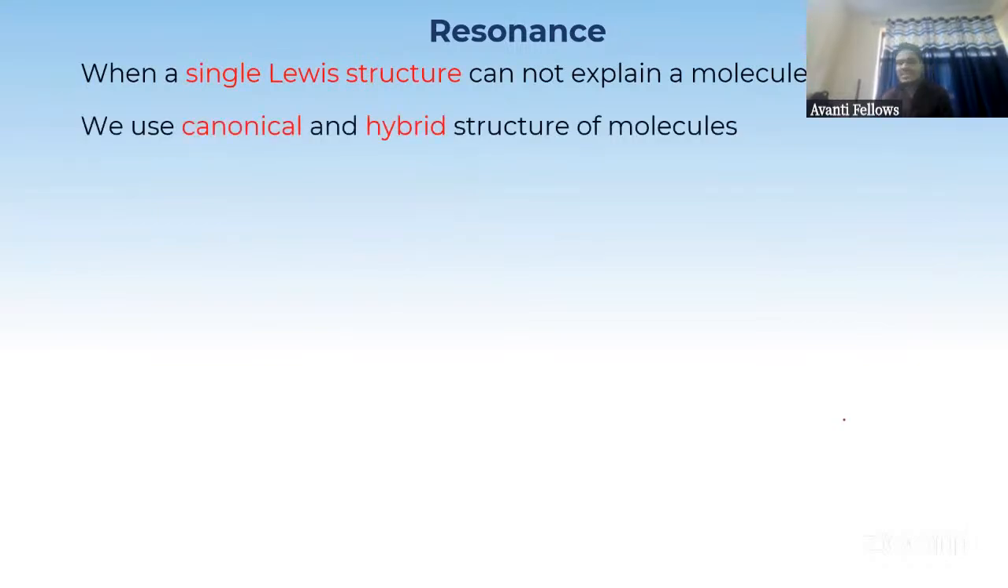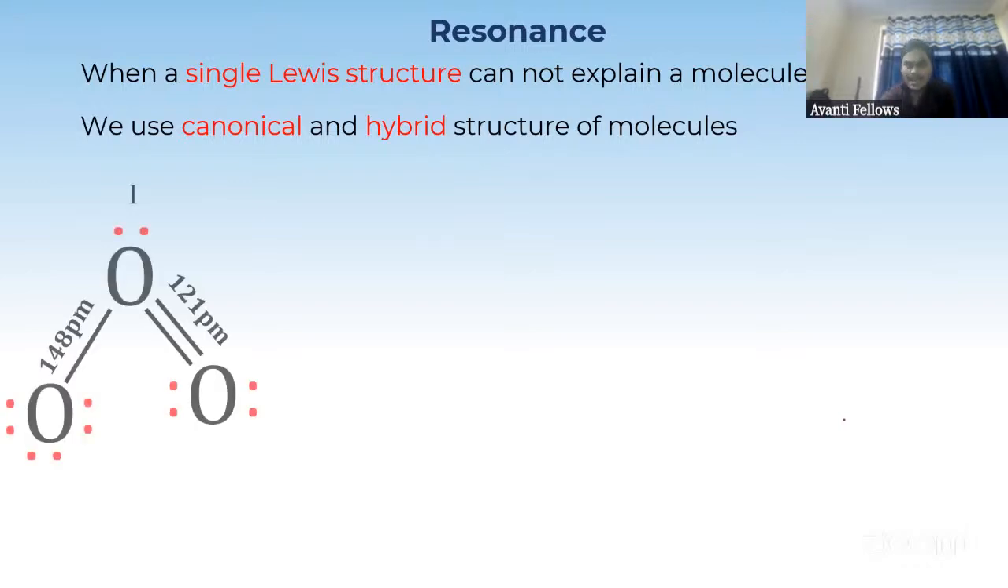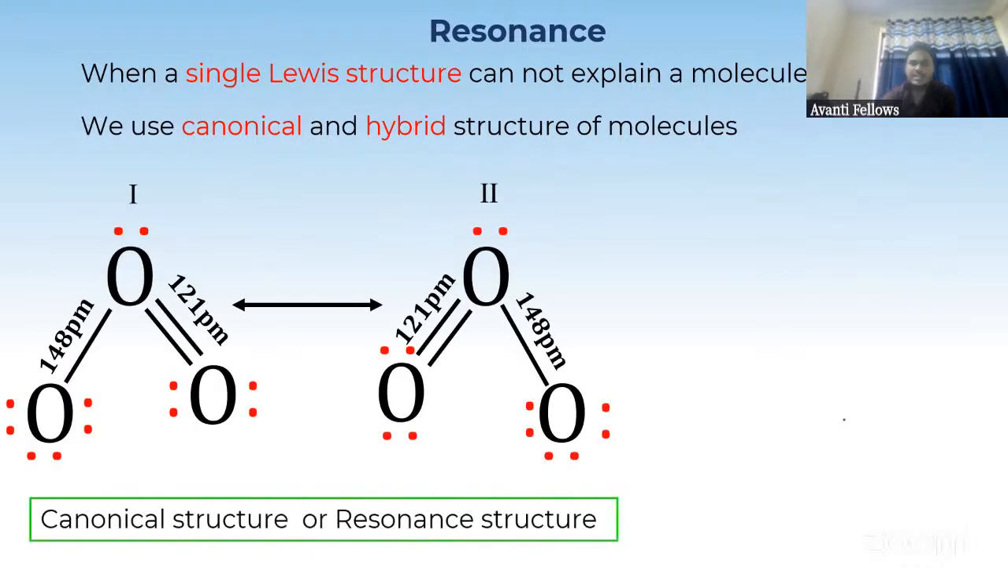A single Lewis structure cannot explain a molecule, so we use a canonical or hybrid structure of the molecule. This is the structure of ozone. This is the resonance structure of ozone. Understand it carefully. Is this clear? Done? Good.